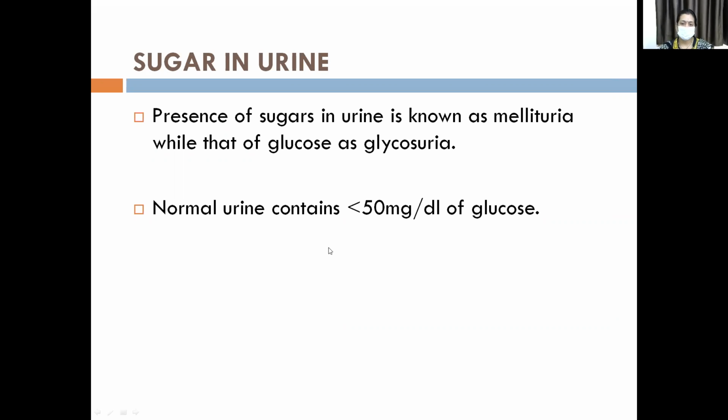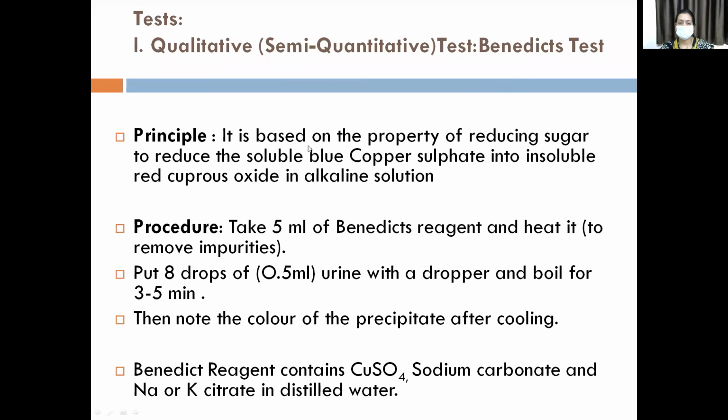Sugar in the urine is glycosuria. Less than 50 grams per deciliter is normal; more than 50 is abnormal. The qualitative Benedict test is based on the property of a reducing sugar to reduce soluble blue copper sulfate solution into insoluble red cuprous oxide in alkaline solution. So the reducing property of the sugar in the urine reacts with the copper sulfate solution and gives the red cuprous oxide, and this happens when you impart alkalinity to it.